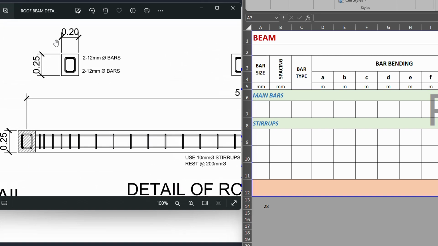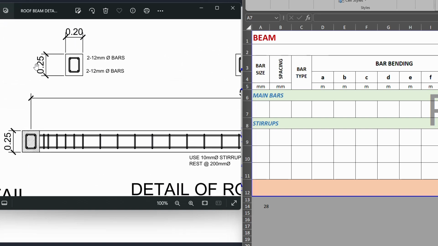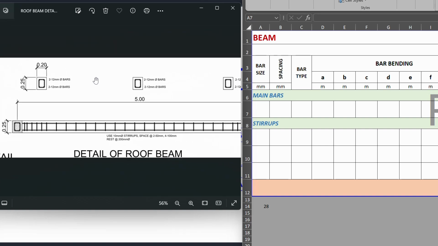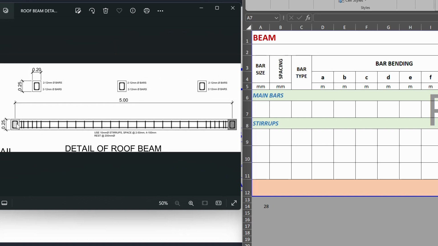So our beam is 200 mm by 250 mm, or 0.20 meter by 0.25 meter in depth. Am I pronouncing it correctly? So overall, for our main bars, we have 4. Because it's the same at mid-span, it means that our main bars run from one support to the other support.